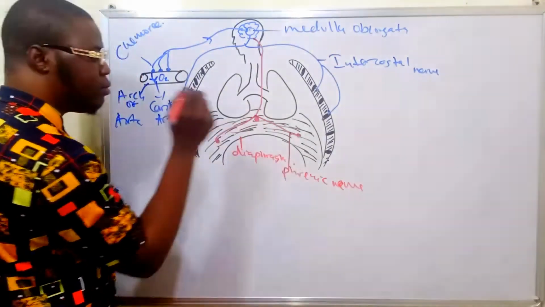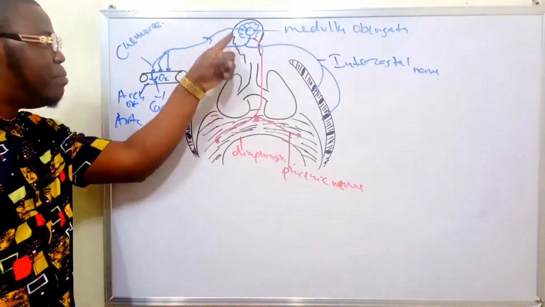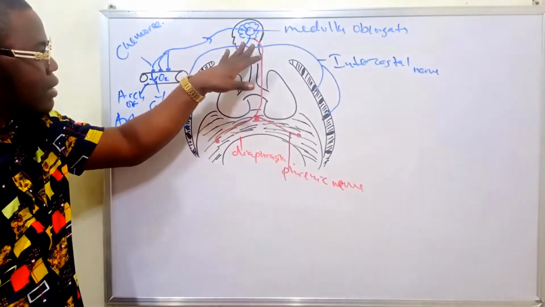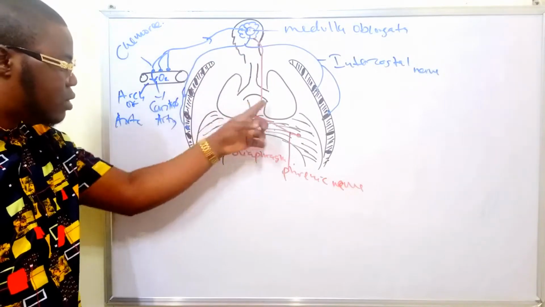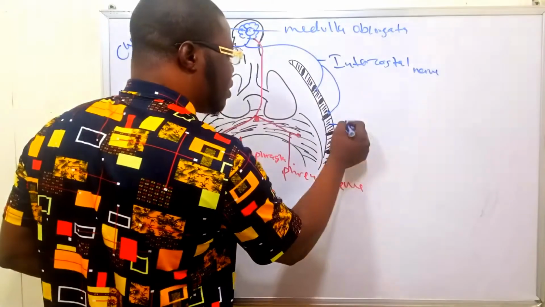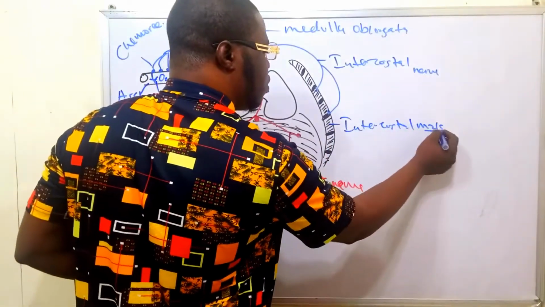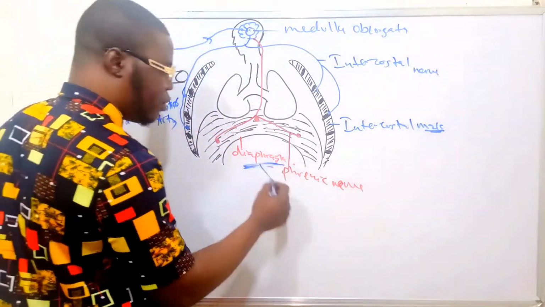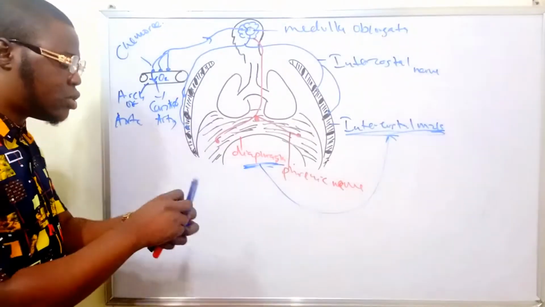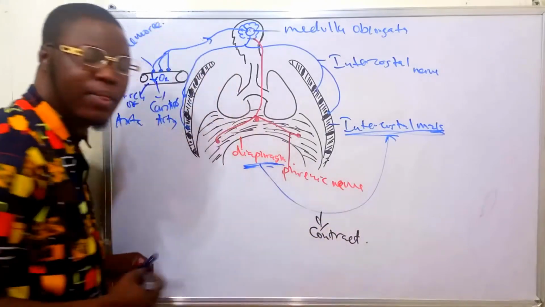The diaphragm. Now, what will happen to these guys? We said if you are sending a message, the message must contain a command. So what is the command that this medulla oblongata is giving to these intercostal muscles and the diaphragm? What is the command they are receiving? The command they are receiving is to contract.